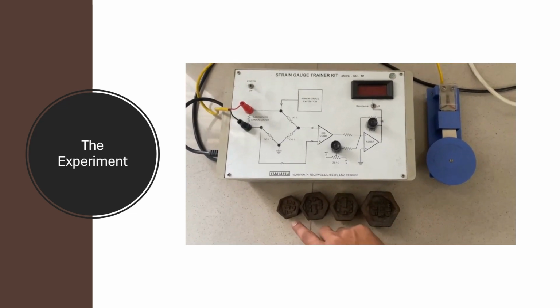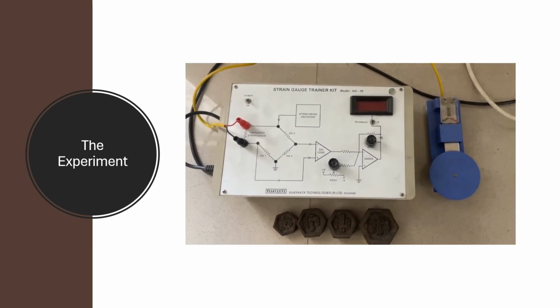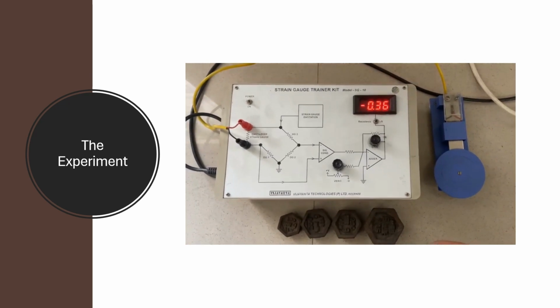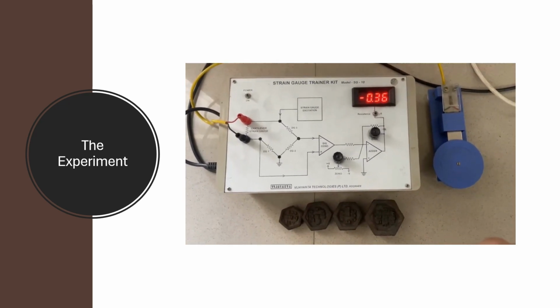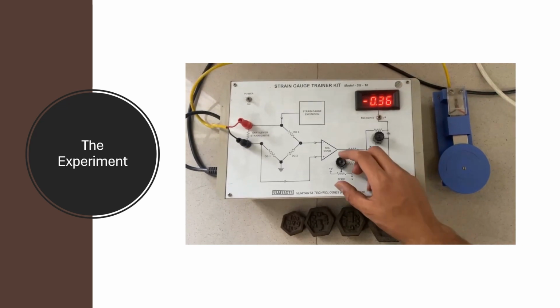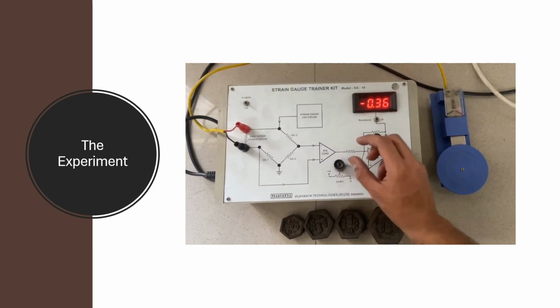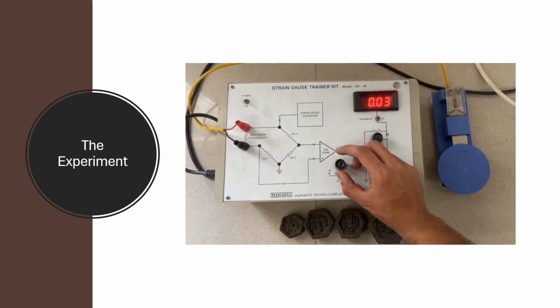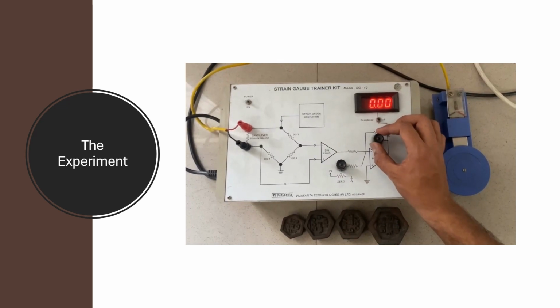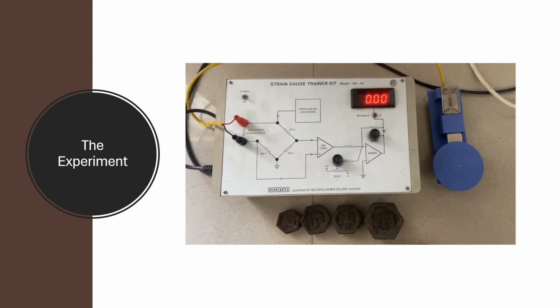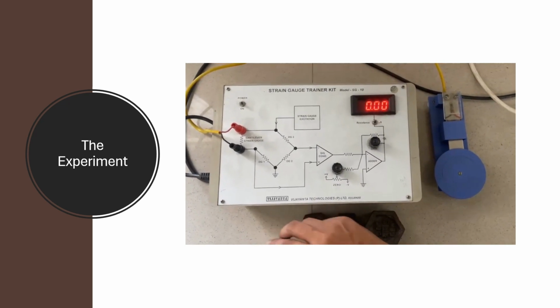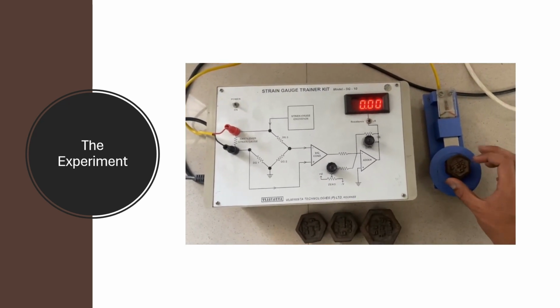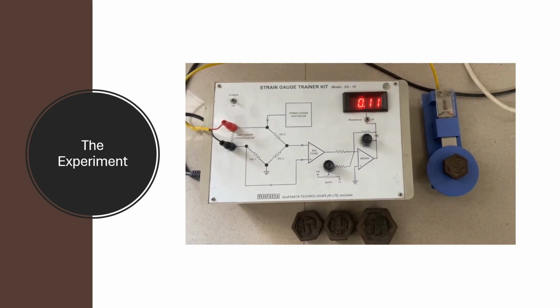And now let us switch on the apparatus, strain gauge. First, we need to make the reading to zero using the zero adjuster. Once it goes to zero, we will give it a bit of a gain to increase its sensitivity so that we get different reading on adding weights. So let's first place the 100 gram weight and note the reading. As we can see, it is 0.11.